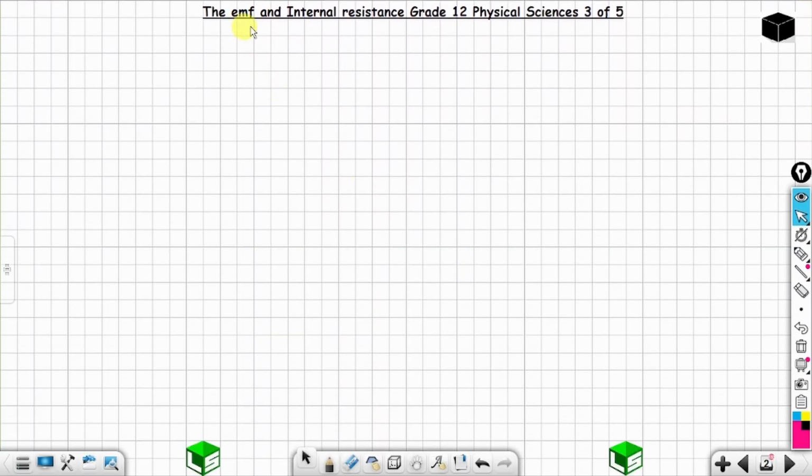Okay, the EMF and internal resistance, part 3 of 5 on electric circuits. The EMF, known as electromotive force, is the maximum energy or the maximum work done per coulomb or per unit charge that a battery can supply. So you are going to use what you are comfortable with. You can say maximum energy or maximum work. You can say per coulomb or per unit charge.